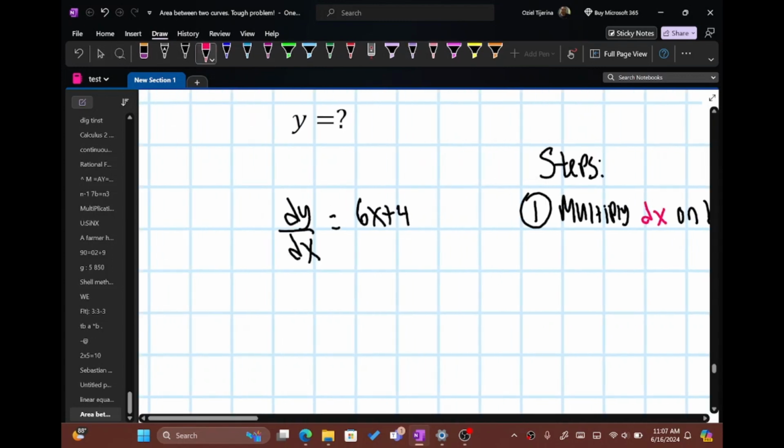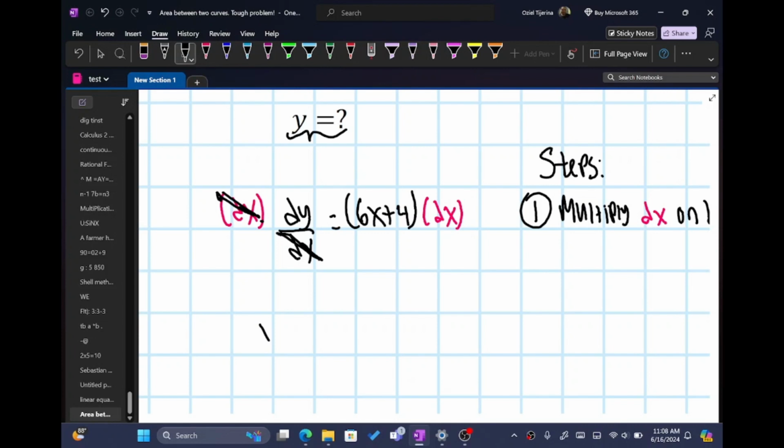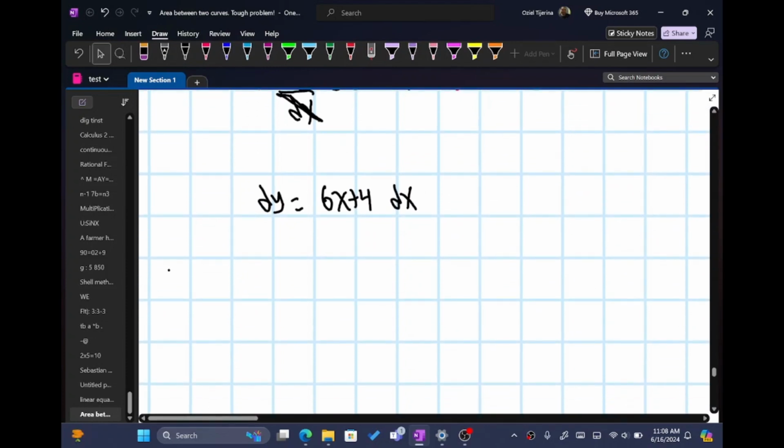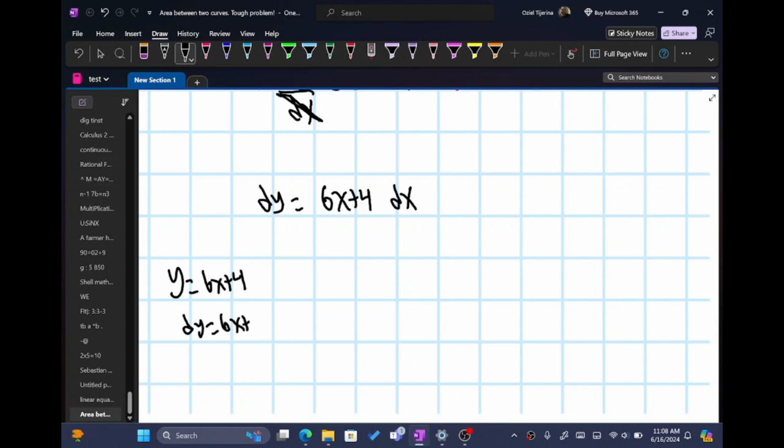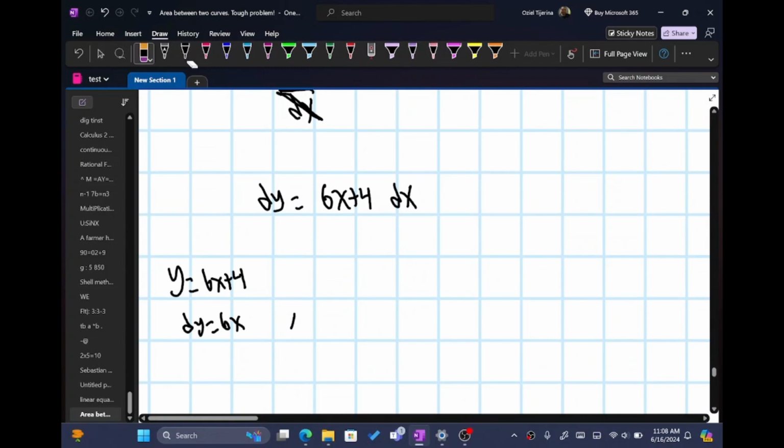So we're going to do that here. There's a reason why we're doing this, because we're trying to find y. But first we need to get dy by itself. So doing this, we cancel this out, and we get dy is equal to (6x plus 4) dx. It's like if I say, for example, y equals 6x plus 4, well, dy obviously is 6x plus 4 dx. But we're kind of solving a differential equation here.